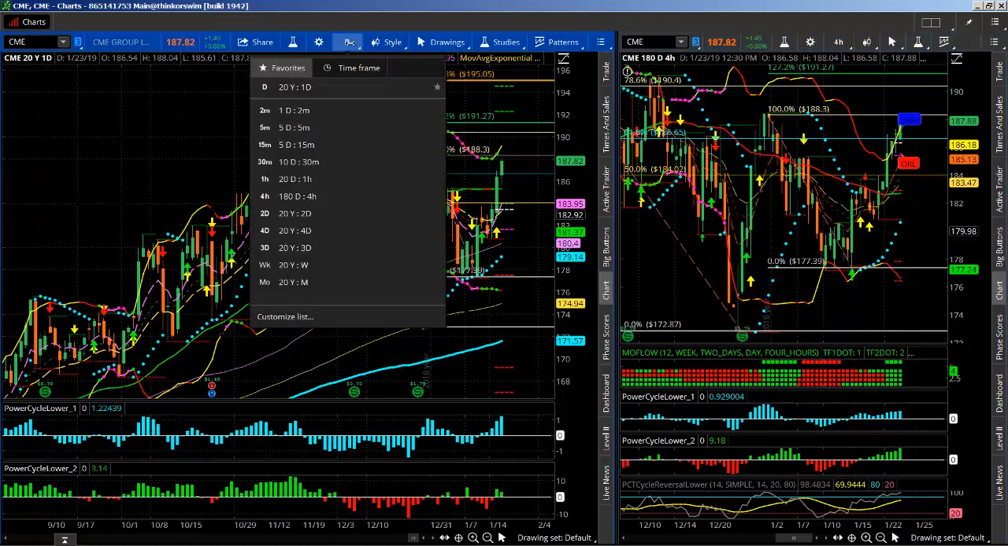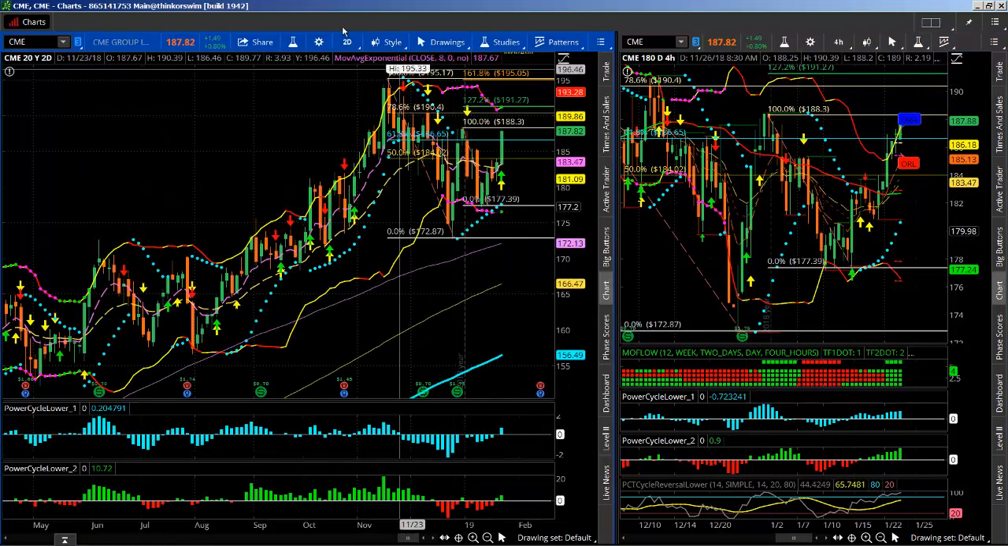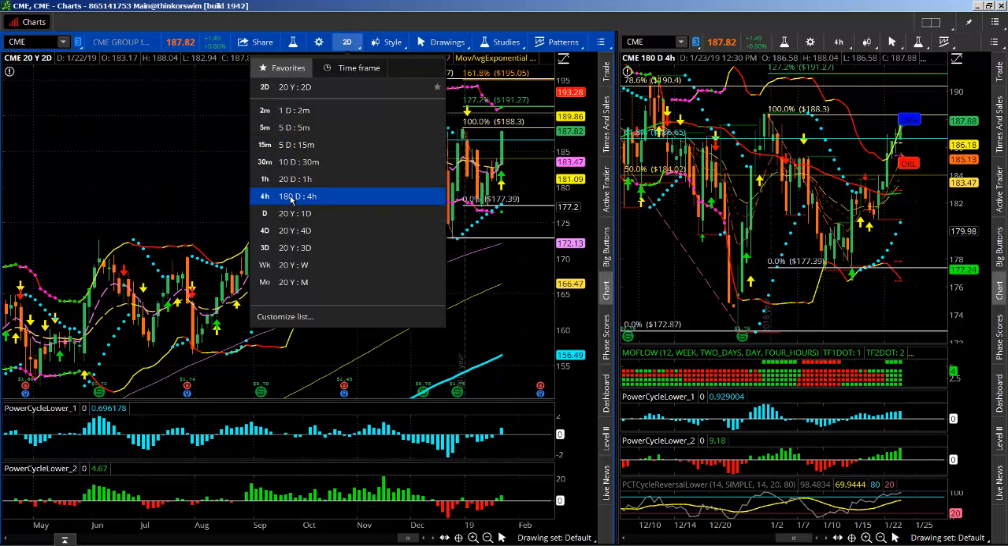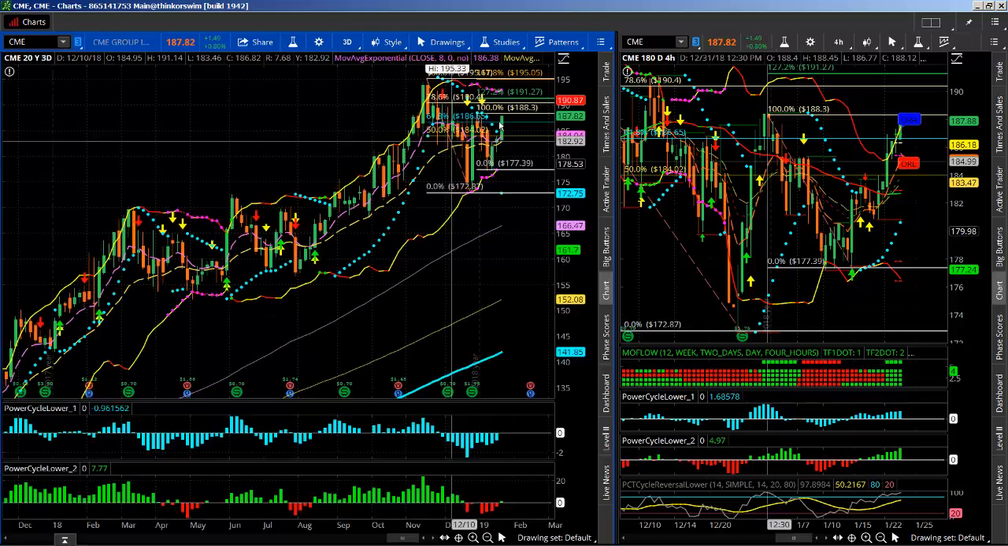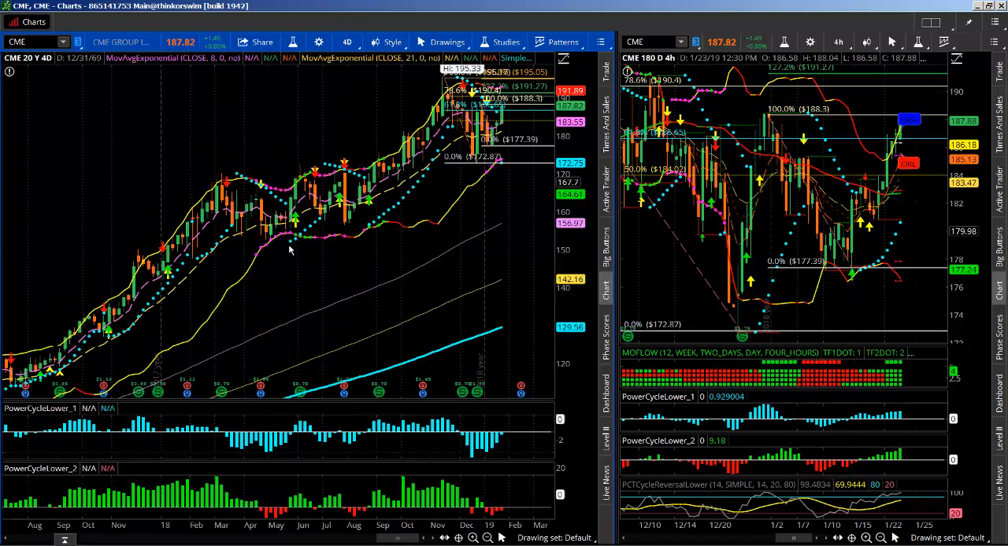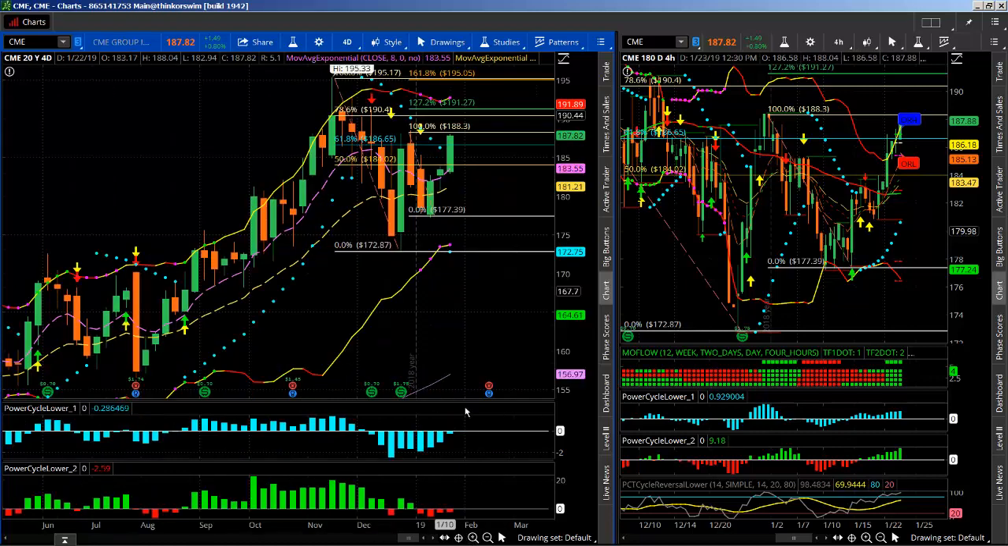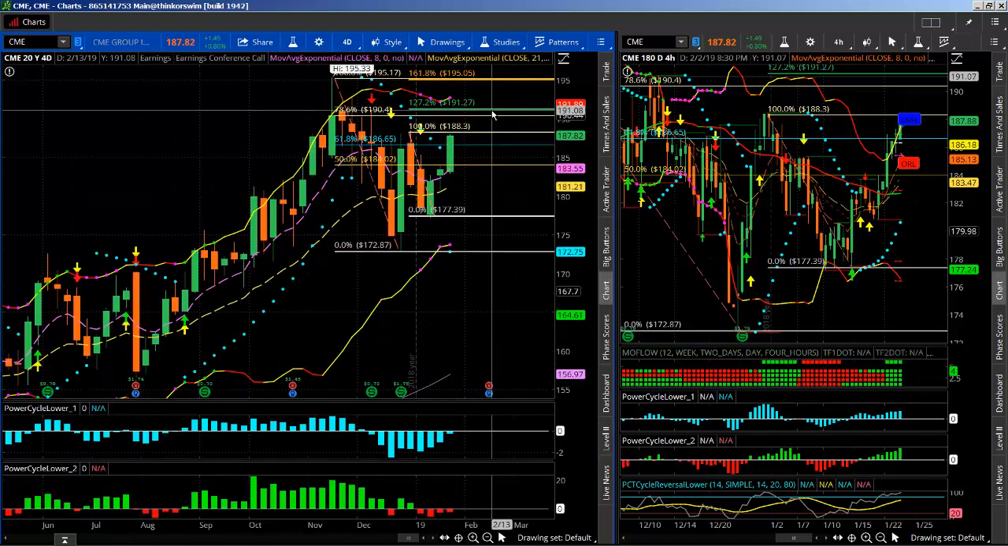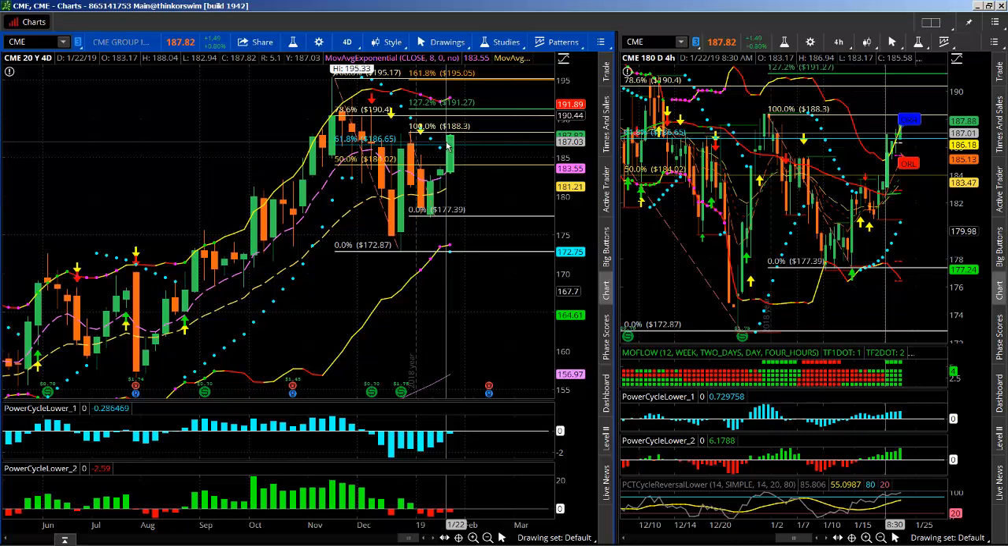Now if I click this over to a 2-day chart time frame, you can see we're also in a squeeze. We're also in a squeeze on the 3-day, let me find that, 3-day right here, and we're also in a squeeze on the 4-day. So this has really good potential for a burst to the upside, and we're also in a squeeze on the weekly.